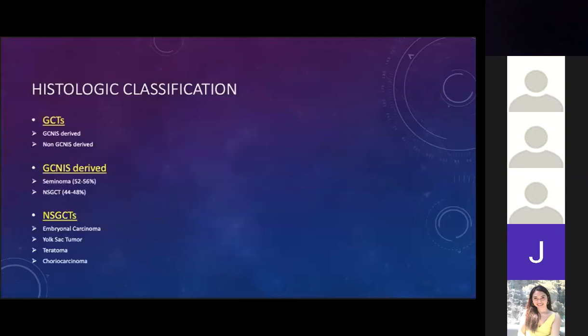So for the histological classification of GCTs, there are those derived from germ cell neoplasia in situ and those not derived from germ cell neoplasia in situ. And the germ cell neoplasia in situ derived type is broken down into seminoma and non-seminoma. And non-seminoma includes embryonal carcinoma, yolk sac tumor, teratoma, and choriocarcinoma.